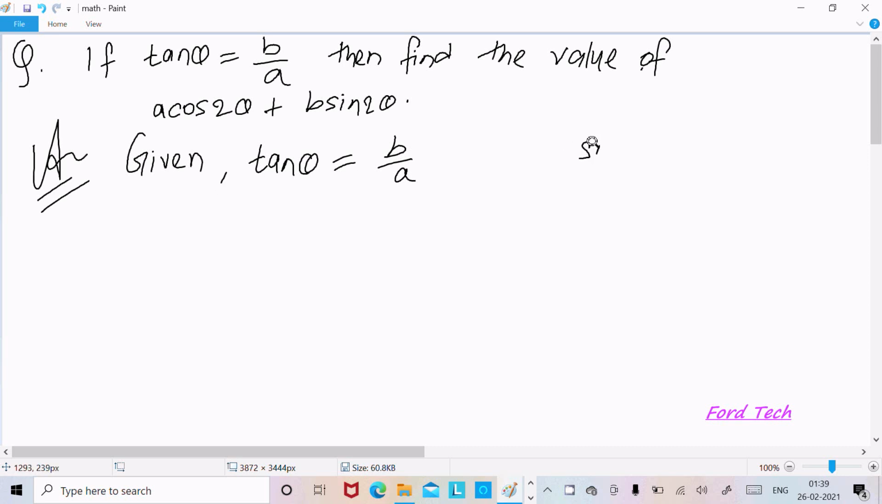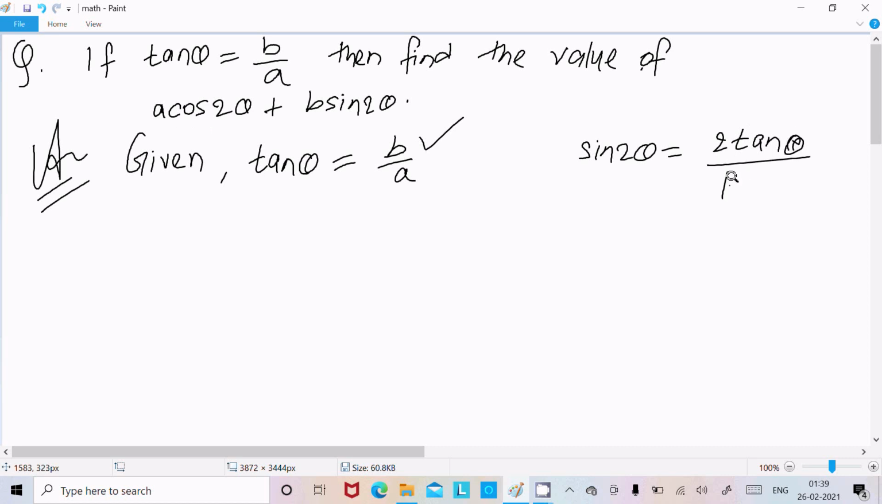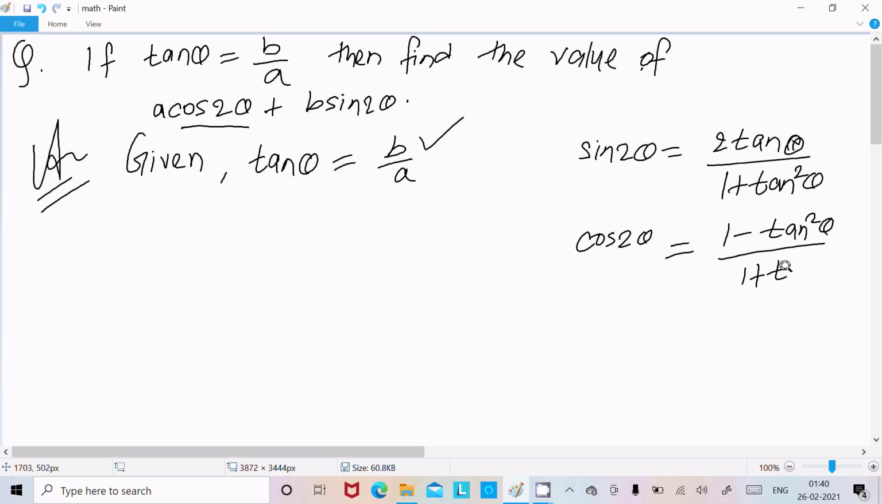Now we already know about sin 2θ. Here the given is tan θ, so we are going to break sin 2θ into tan θ form. The formula is 2 tan θ divided by 1 plus tan square θ. So this is the formula, and there is one more, cos 2θ, which we already know is 1 minus tan square θ over 1 plus tan square θ.